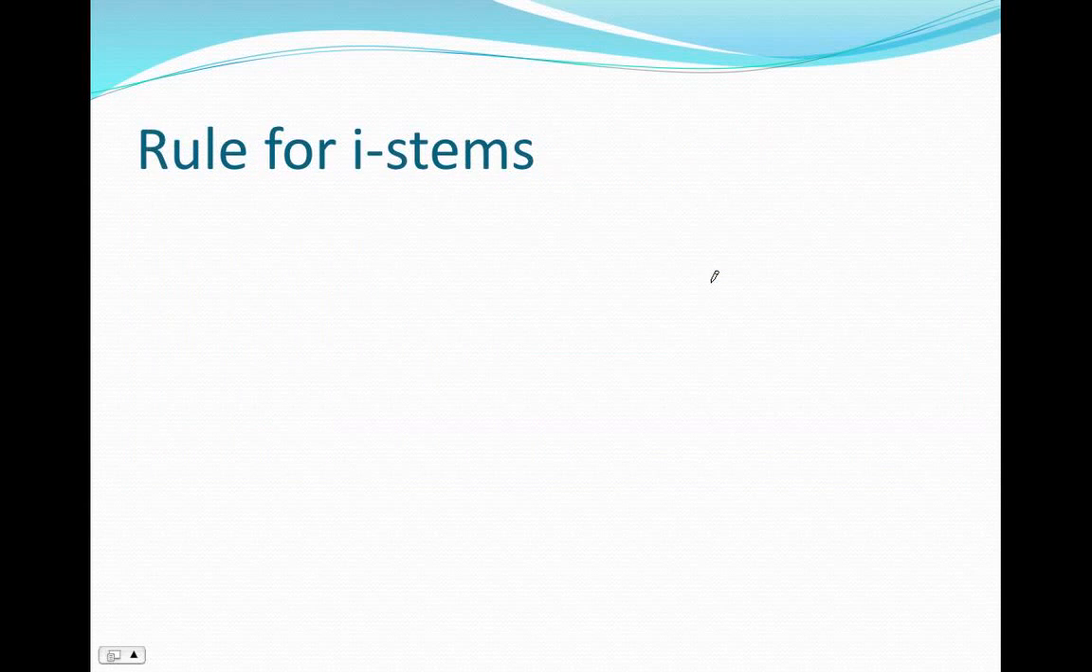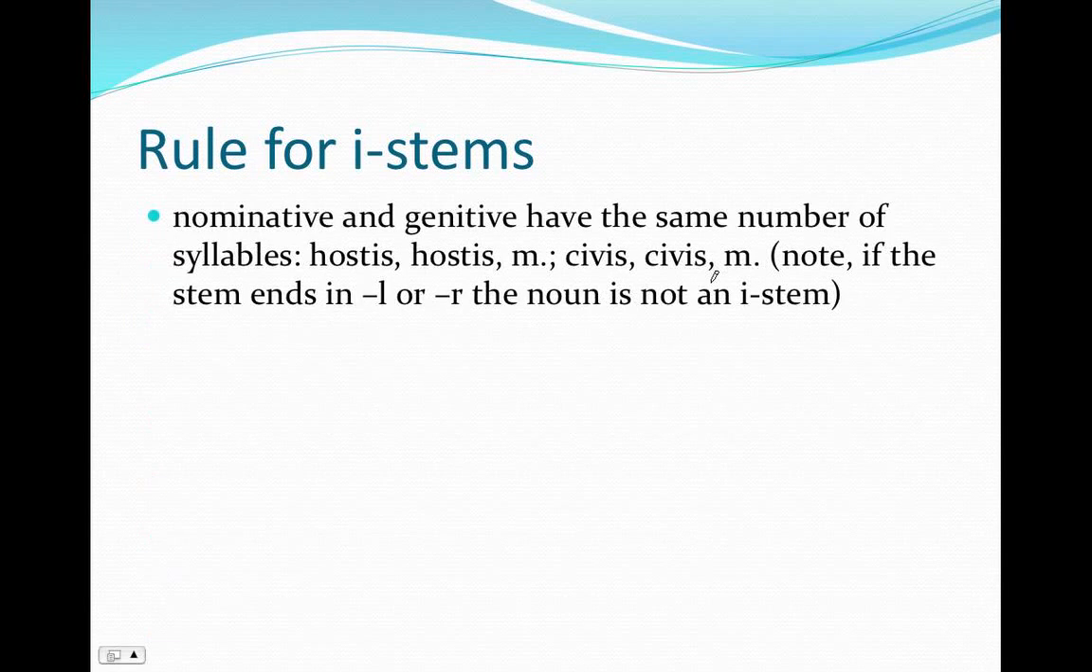So how do you tell if a noun is an I stem? Well, there are three basic rules that you can hold on to and recognize that it may not always appear. The first is that the nominative and genitive will have the same number of syllables. We call this parasyllabics. Hostis, hostis, masculine. Civis, civis. So both of these have the same number of syllables, but note that if the stem ends in L or R, the noun is not an I stem. So our first one we ran into, pater, two syllables, patris, masculine. The stem ends in R, therefore this is not an I stem.